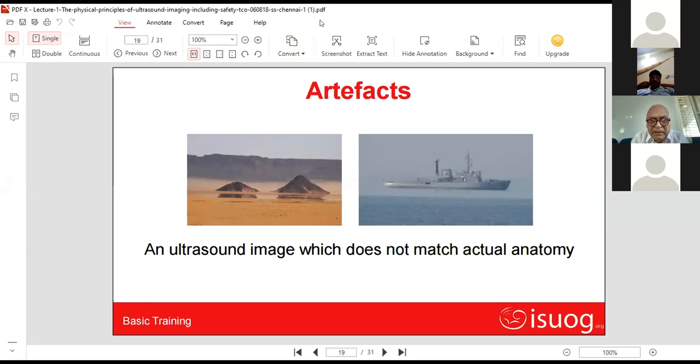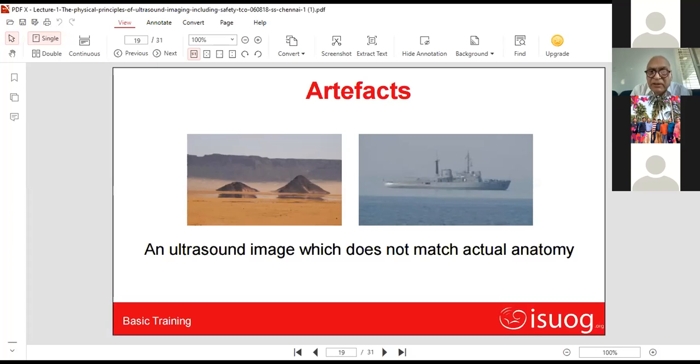So the point is, an ultrasound image does not match the actual anatomy. The anatomy is different, but on the display we are seeing something different. That means there is a chance that if we do not know about artifacts and how they are created and how to resolve them, then we will make a misdiagnosis. So we have to know fundamentally what the artifacts are, how they are created, and how we should overcome them to study the real anatomy. Next slide, please.